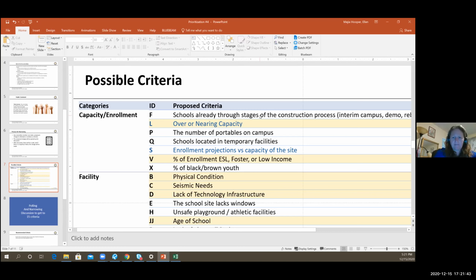Makes sense to me. I believe the major difference of this is that the L is today's numbers of enrollment, where S is projected enrollment, which we do have. We have a demographer that redoes our projections every year. So there are projections to 5 years out, just so that the committee is aware of what the district has.